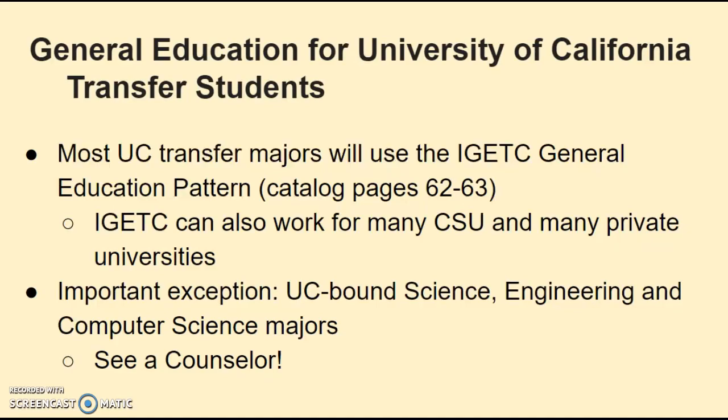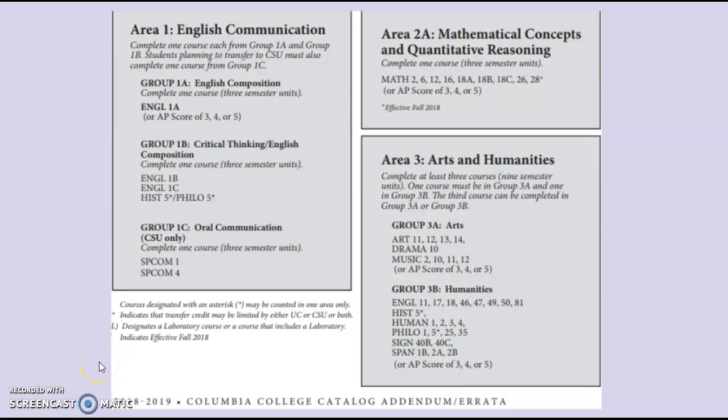Okay, so now let's go ahead and take a look at Area 1. There are 7 areas within the IGETC transfer pattern, and it's not that there are more courses that you're required to take. You'll just see that it's organized a little bit differently. Even though this transfer pattern works with both the CSUs and UCs, as we go through, you will find that there are differences in requirements.